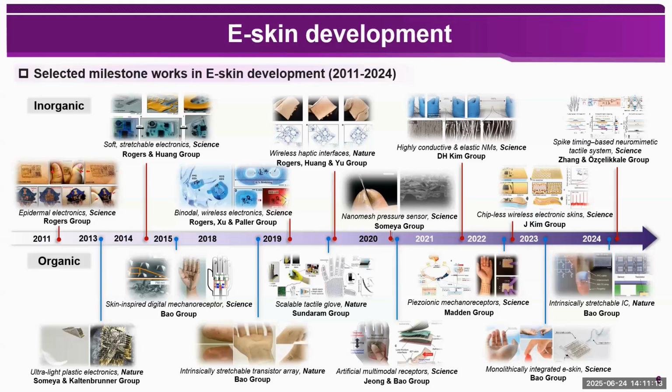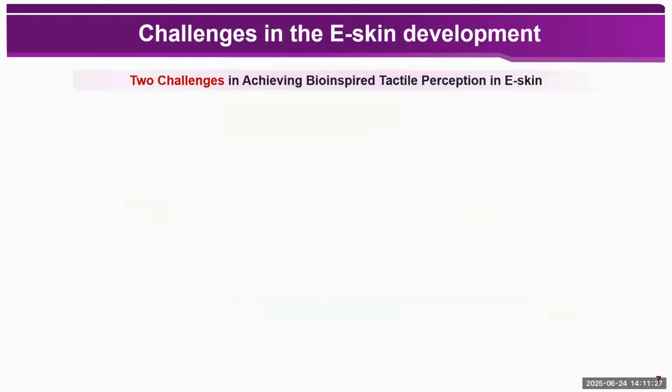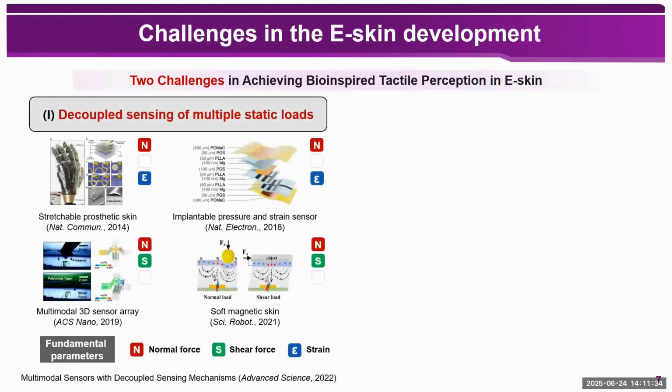If you look at the pioneering works on the organic e-skins, you will see many of the pioneering works were done by Professor Zhenan Bao's group from Stanford and also from Takao Someya's group from Tokyo. Although there have been many inspiring progress in this field, two grand challenges still stand out. So challenge one is decoupled sensing of multiple static loads related to tactile sensing. In general, there are three different types of mechanical parameters related to tactile sensation.